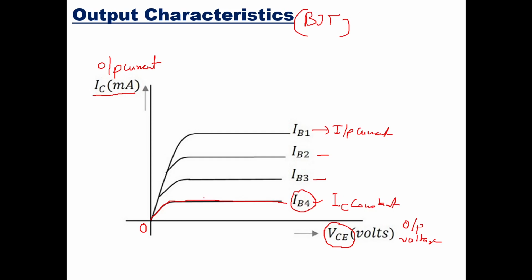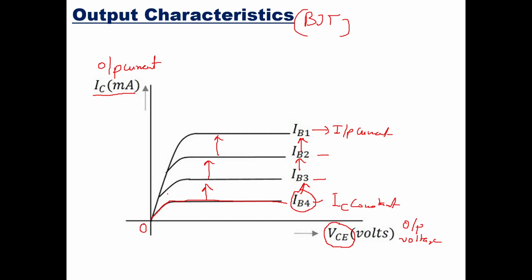Again, that IC can increase from here to here if you increase the base current, the input current, from IB4 to IB3. Again, IC can increase from here to here if you increase the base current from IB3 to IB2, and again from IB2 to IB1. So as you increase the input base current, the output collector current will go on varying. This is a graph of output characteristics.